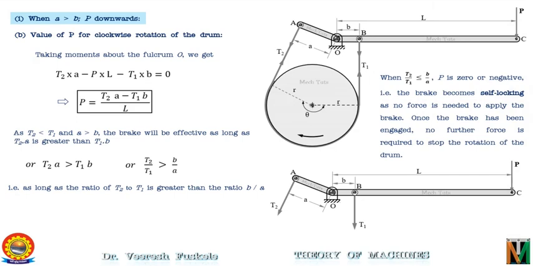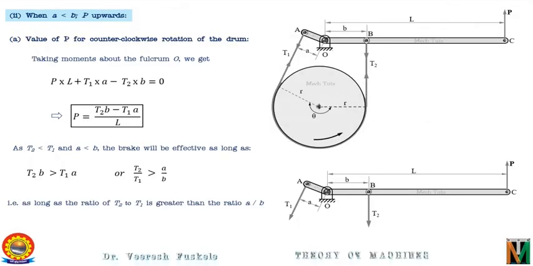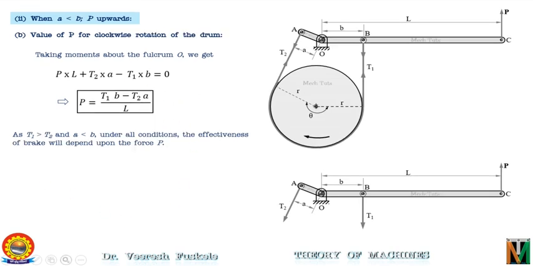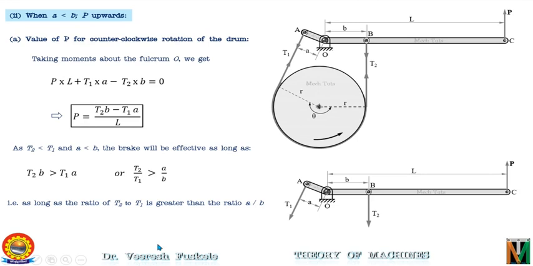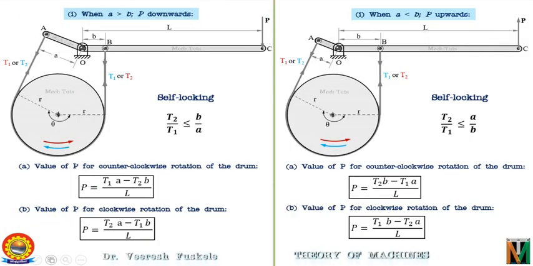In the second part of the lecture, we discussed the configuration of the differential band brake in which the distance A is less than B and the force is applied in the upward direction on the lever. We then derived the equation of the force applied both in clockwise and counterclockwise rotation, and learned about the condition of self-locking in case of counterclockwise rotation of the drum. That is, when A is less than B and the force applied is in the upward direction and the drum is rotating in the counterclockwise direction, then if T2 by T1 is less than A by B, the brake will be a self-locking brake.